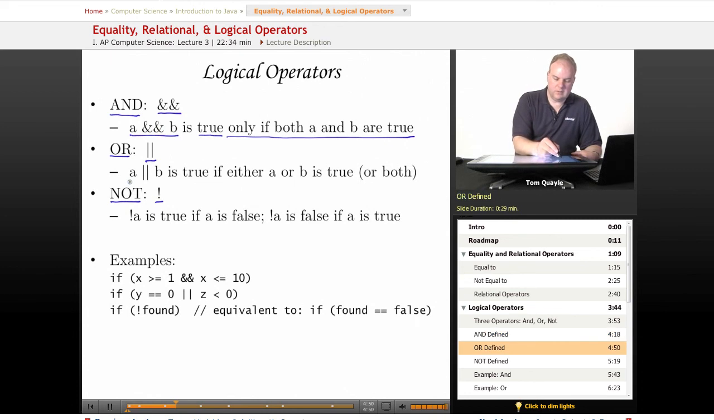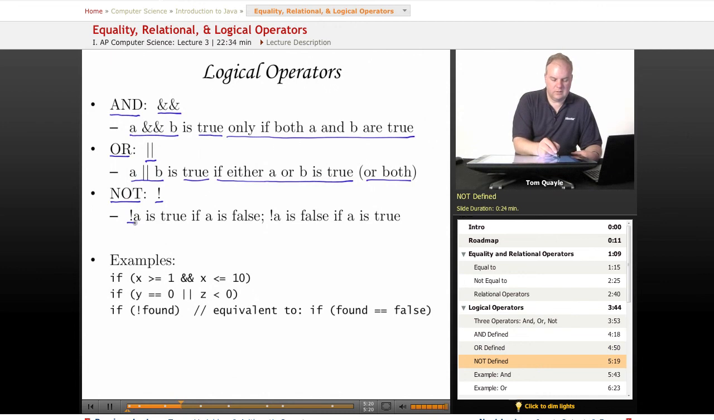Or: A or B is true if either A or B is individually true, or if both of them are true. So if A is true, A or B is true. If B is true, A or B is also true. If both of them are true, A or B is true. A or B is only false where A is false and B is also false.